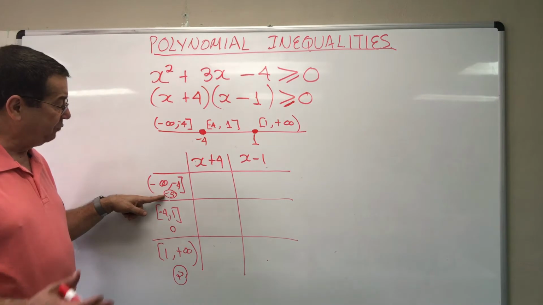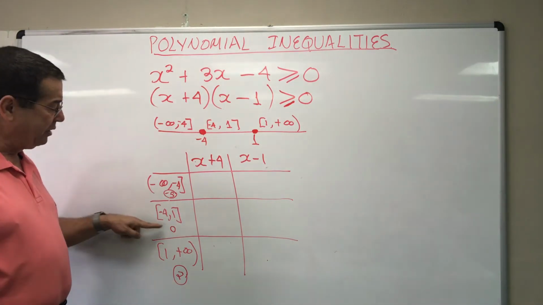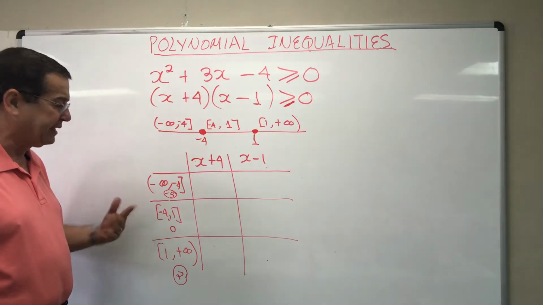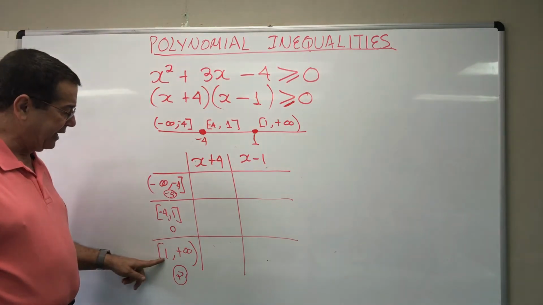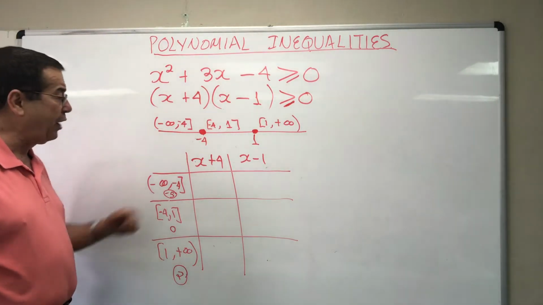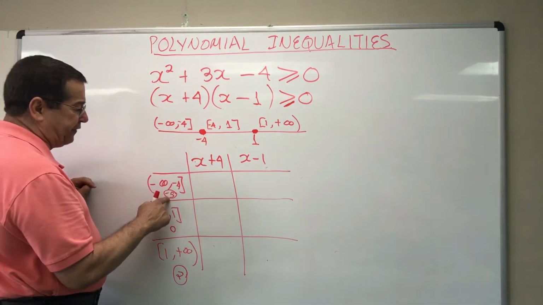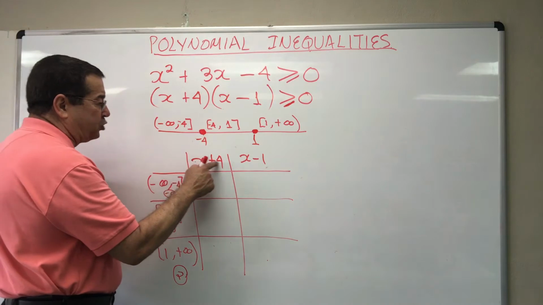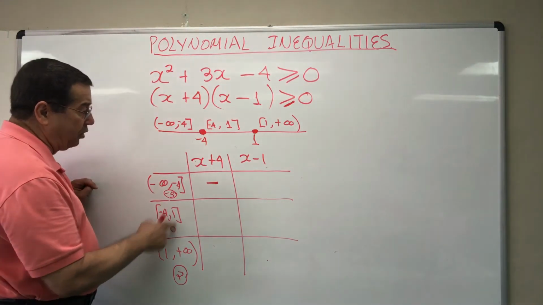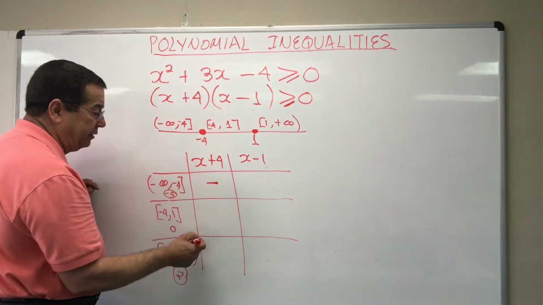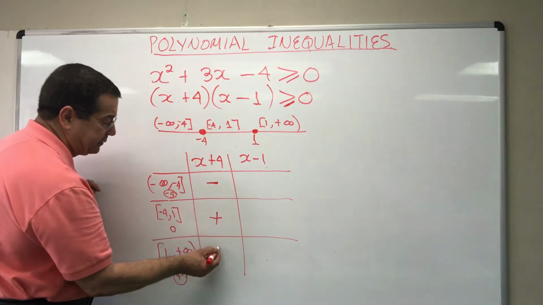Now I select one number between negative infinity and negative 4, negative 5. Between negative 4 and 1, I select 0. You can select whatever you want, but I select 0. And greater than 1, I select 2. Now I'm going to evaluate each factor. Negative 5 plus 4 is negative 1, this is negative. Now 0 plus 4 is positive 4, positive. And 2 plus 4 is 6, positive.